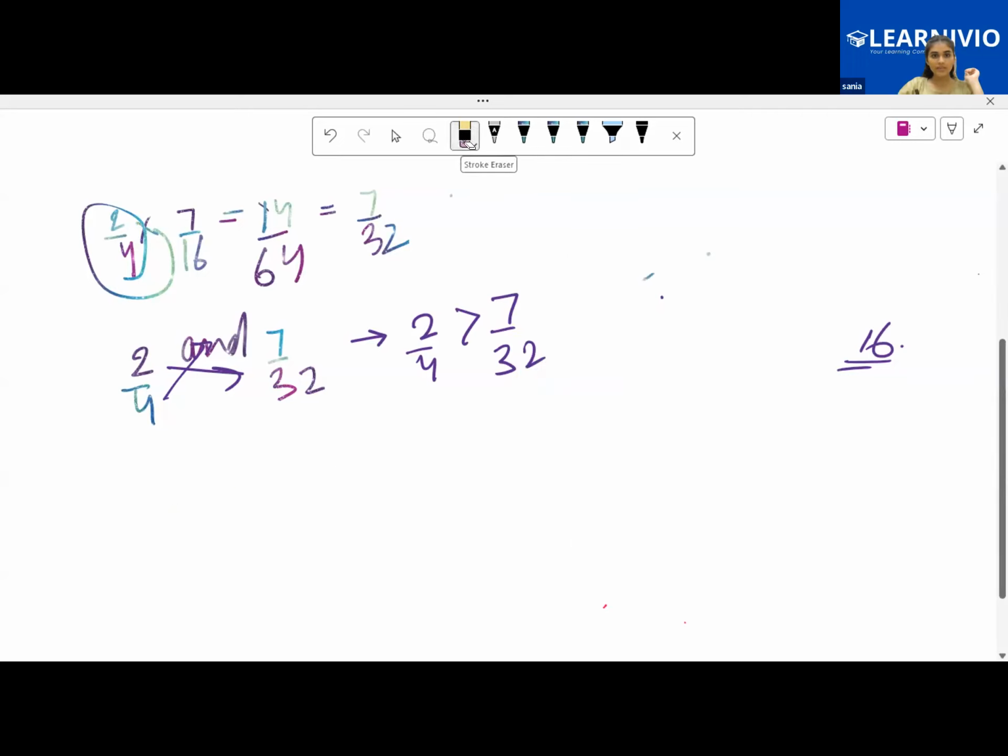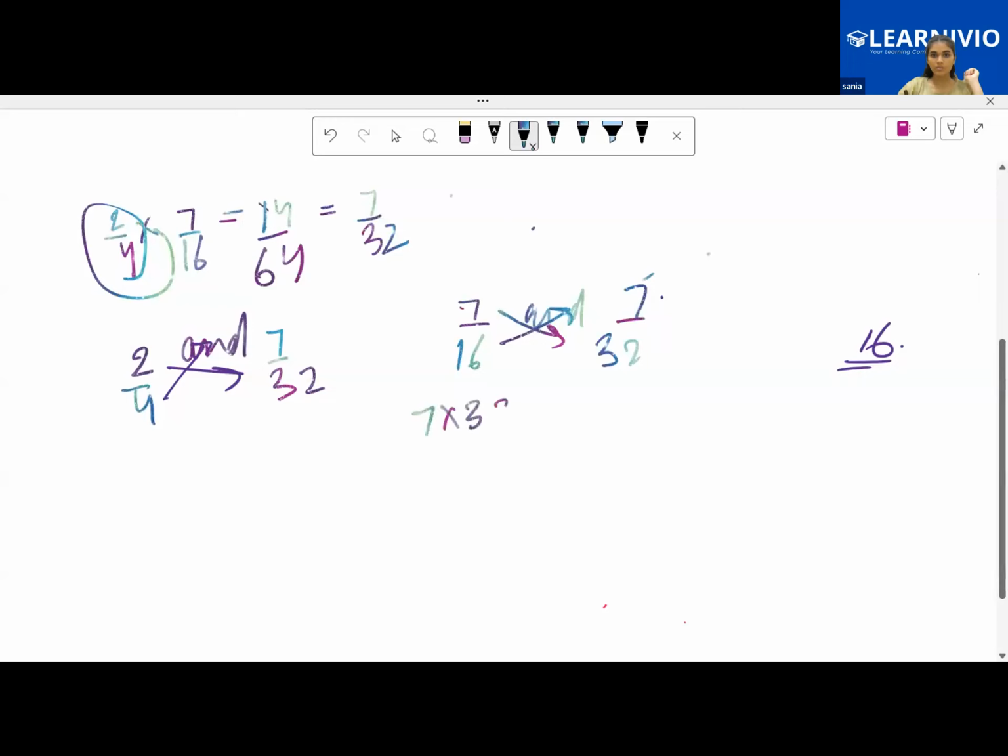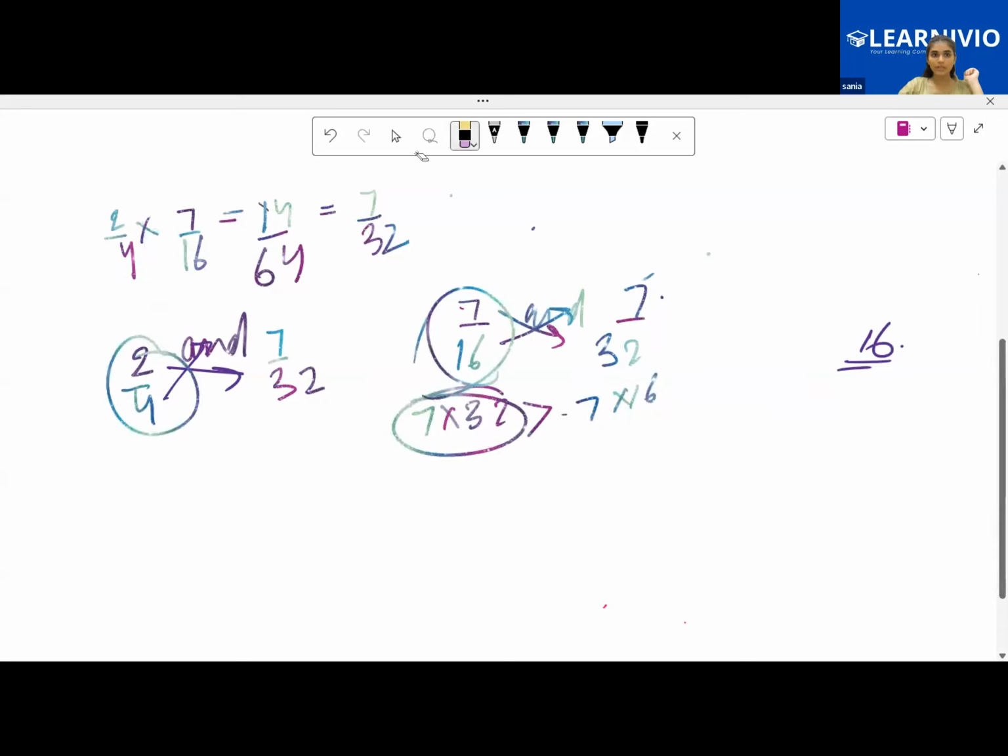Okay, that's very basic. Now, we'll also compare the next fraction. The next fraction is 7 by 16. So we'll also compare 7 by 16 with 7 by 32, and let's check what we get. When we cross multiply, we do 7 into 32, and here we'll do 7 into 16. We clearly know 7 into 32 will be greater. That means 7 by 16 is greater, and here 2 by 4 was greater, right?